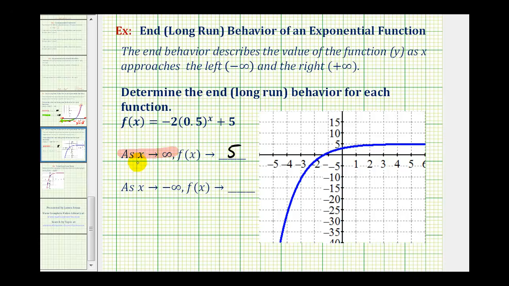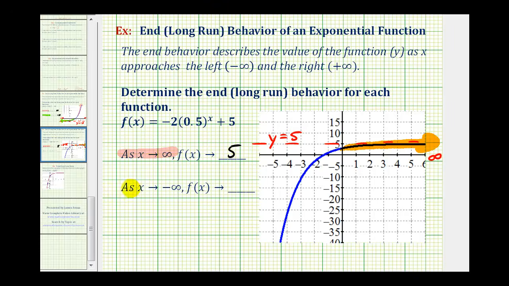Looking at this graphically, as x approaches positive infinity, we're moving toward the right along the function. And we can see as we approach the right, the function values do approach positive 5. Which does mean we have a horizontal asymptote of y equals 5 for this exponential function.